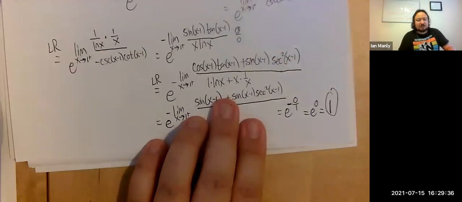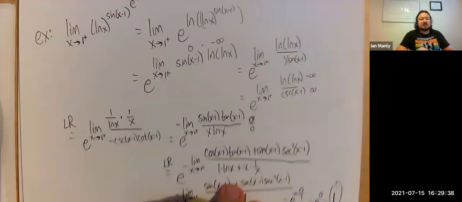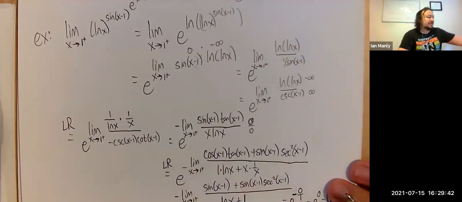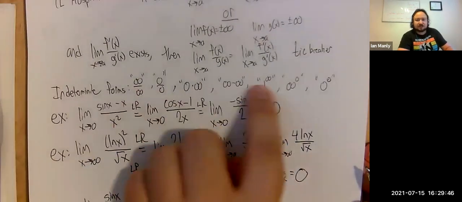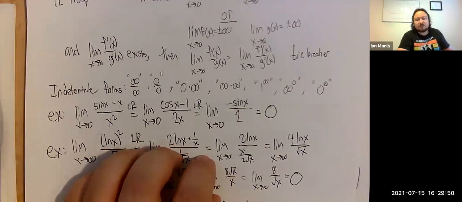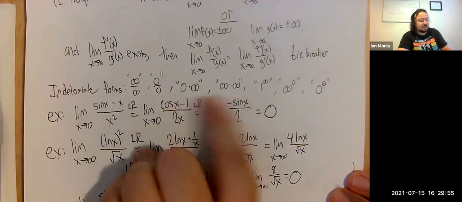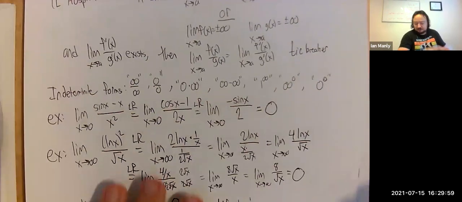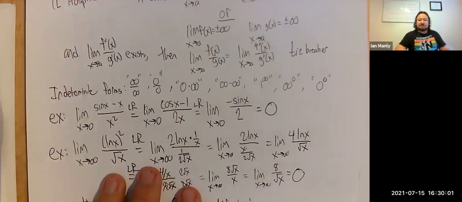That was a very bizarre limit, and that's probably on the upper end of difficulty of L'Hopital's rule problems here. But the moral of the story is, if we have one of the 7 indeterminate forms, one of these 7 right here, and we need to do a limit, then we'll be able to use L'Hopital's rule in some way. Maybe after a bit of algebra in these cases, or using e to the ln in these cases, we'll be able to use L'Hopital's rule to help us out.